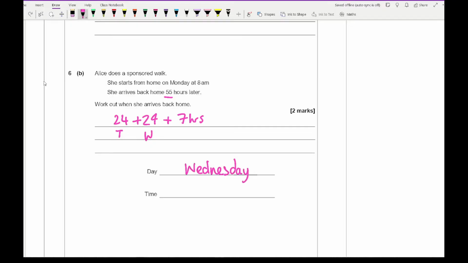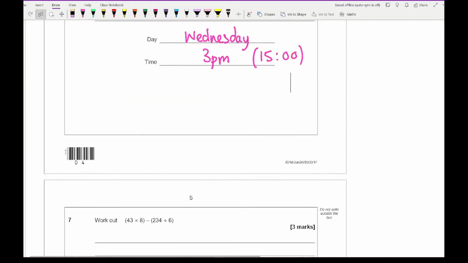And then what I need to do is add 7 hours to 8 a.m. So that's going to be 9, 10, 11, 12, 13, 14, 15. So it's going to be at 3 p.m. or 1500 if you want to work in a 24-hour clock.